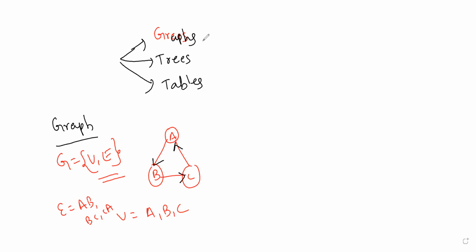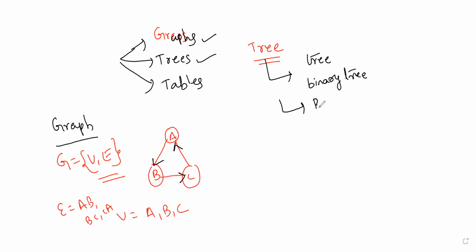The second one we have is trees. So what is meant by a tree? A tree is used to store the data, and there are different types of trees we have. First one is the normal tree. Second one is binary tree. Third one is binary search tree. Fourth one is red black tree. Fifth one is AVL tree.